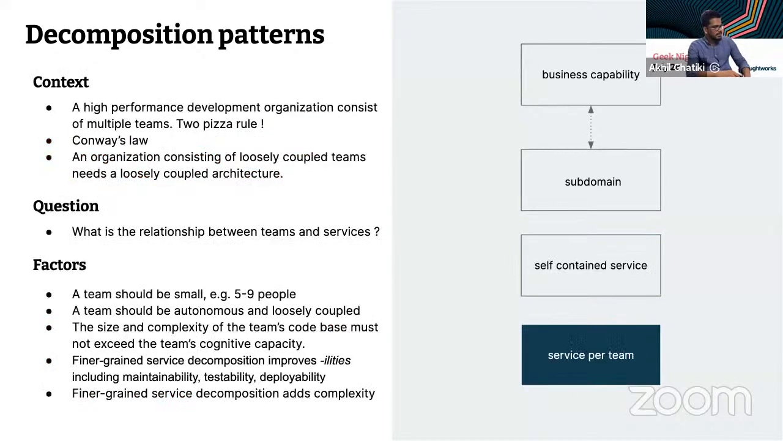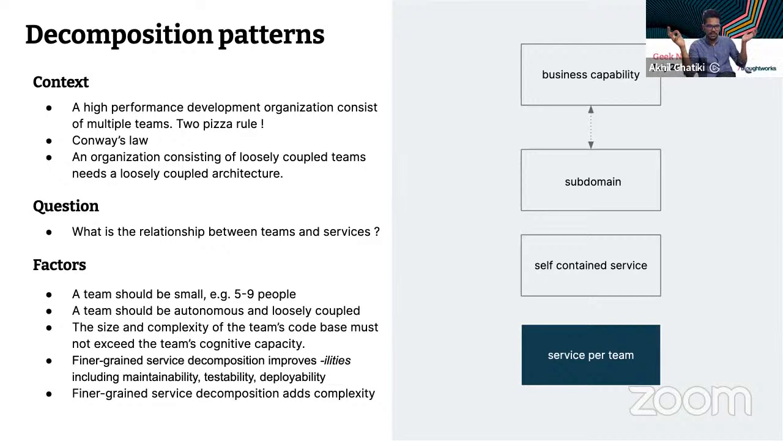And when you think of one service per team as a decomposition pattern for your monolith, the context is that you need a good, high-performance team, the two pizza team rule, and Conway's law. I don't know how many of you are aware of Conway's law. Conway's law states that the architectural solutioning and design that you make is highly influenced by the hierarchy you have in your organization.